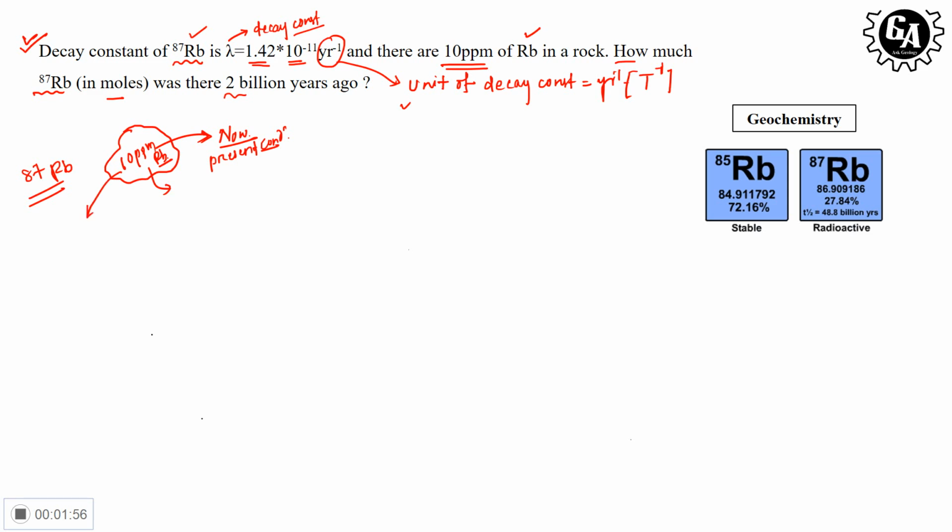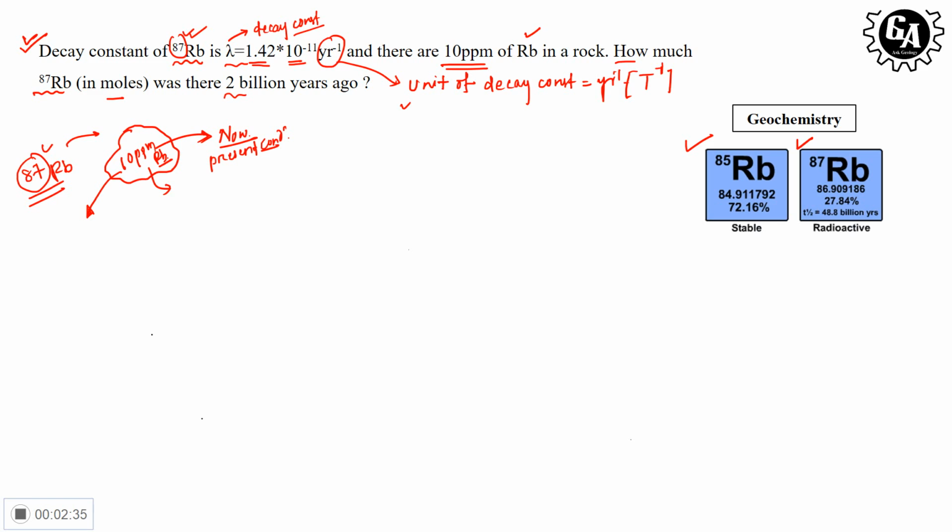Before 2 billion years ago, what was the amount of 87 rubidium present inside the rock? And the decay constant of 87 is given. So first we have to know what the possible radioactive rubidiums are, or what the isotopes of rubidium are. Here two isotopes, 85 and 87, are there. Rubidium has two isotopes, one is 85, and one is 87.